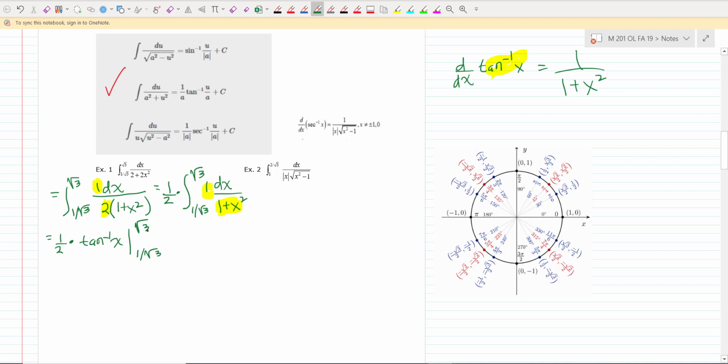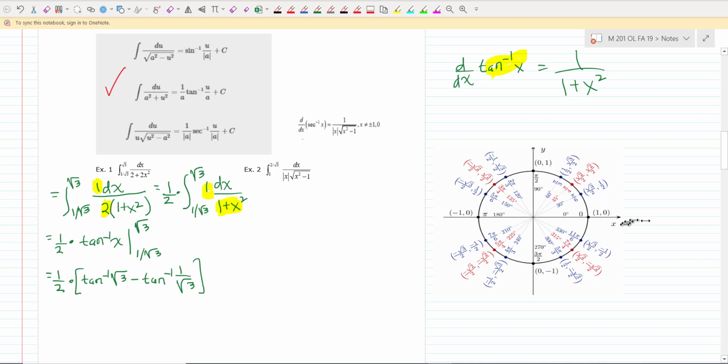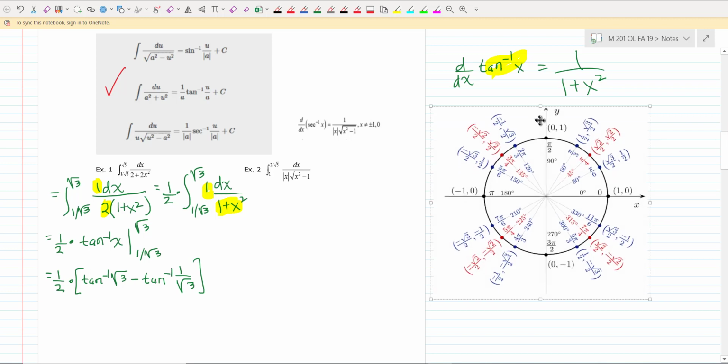Now we're going to evaluate the definite integral using the fundamental theorem. So 1/2 is a constant, just write it down, and then evaluate the upper limit. We're going to do the inverse tangent of square root of 3 minus the inverse tangent of 1 over square root of 3. These can be easily looked up on the unit circle. I've got a unit circle over here. If you're in higher calculus, you want to know your unit circle, or at least be able to create the pieces of it that you need.